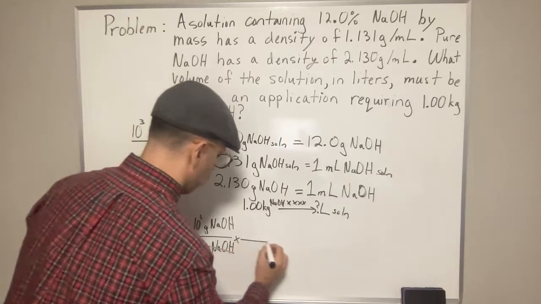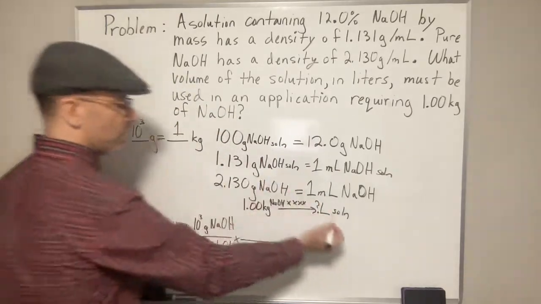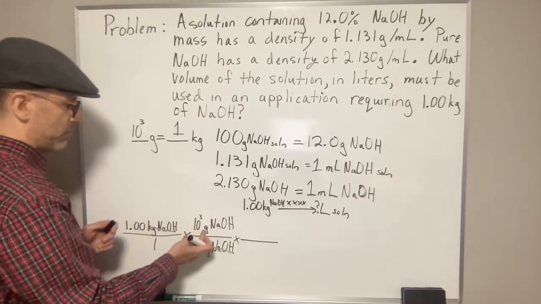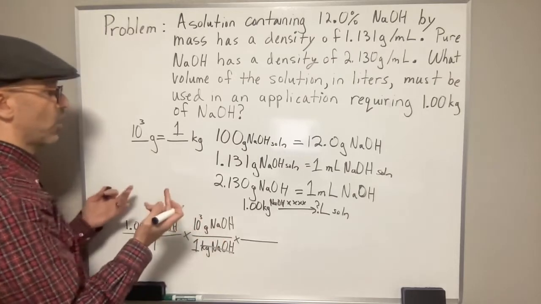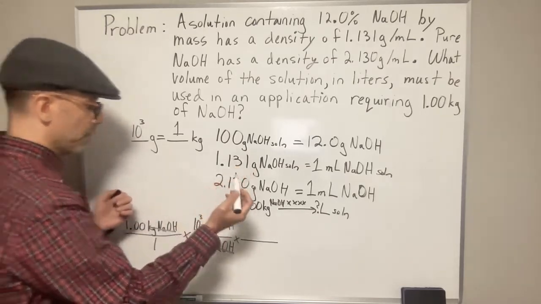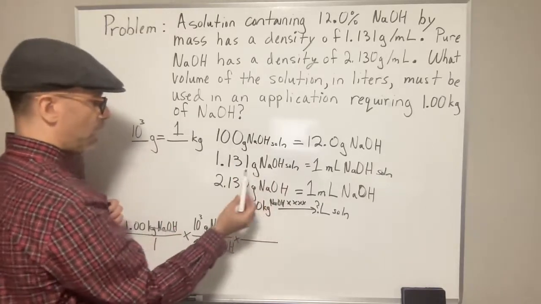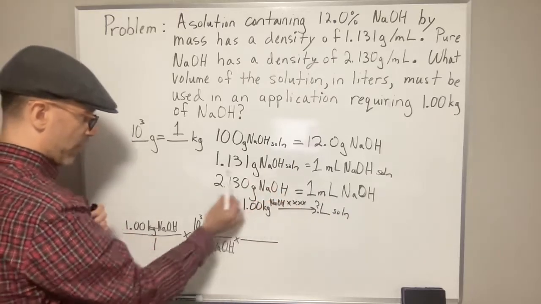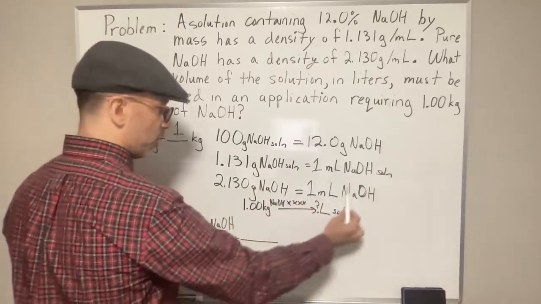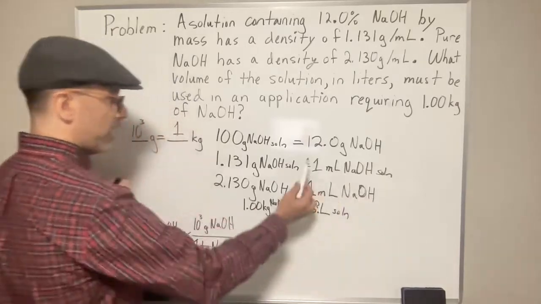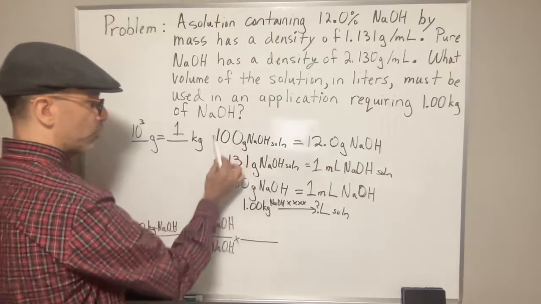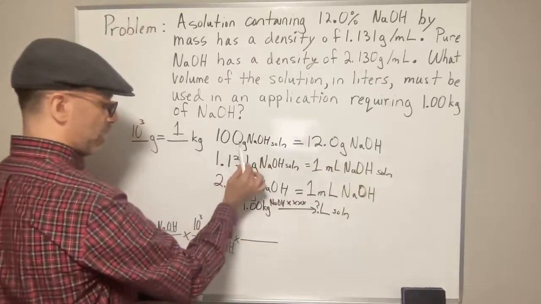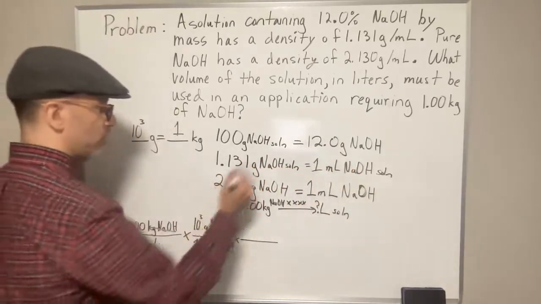So where do we want to go? We want liters of solution, the NaOH solution, but we've got grams of NaOH. So we need to go further. We need to get from grams to volume. Here we have grams of NaOH, and that's related to milliliters of NaOH. Here we have grams of NaOH related to grams of solution. So that way we're going from grams to grams. So why don't we do that? So we're going to use this.